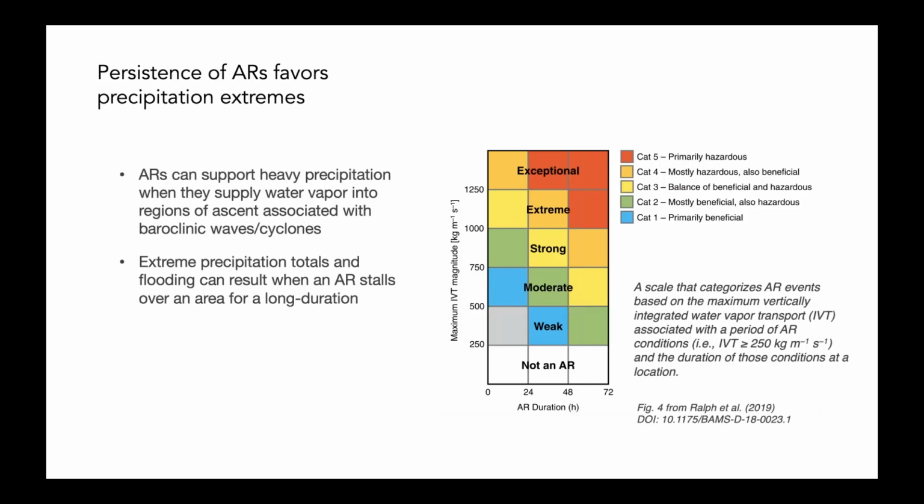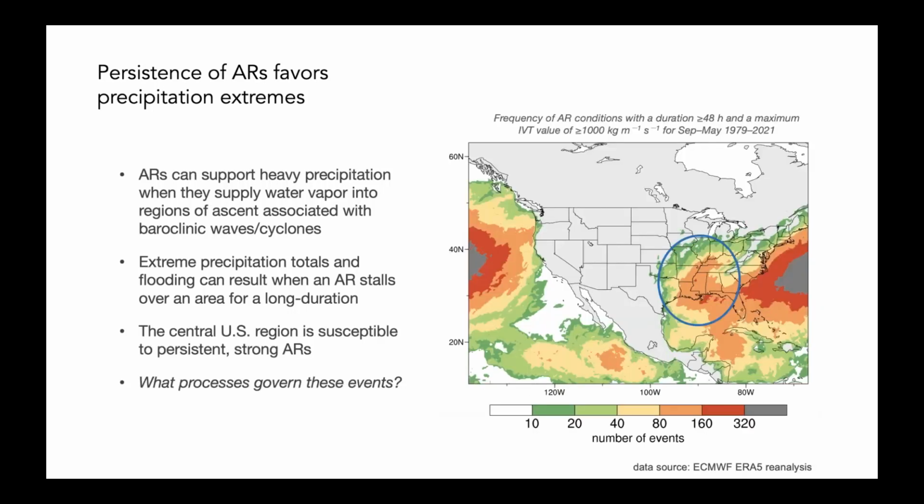That's kind of not surprising. So I've constructed a kind of a poor man's climatology of long duration, intense atmospheric rivers using the ERA5 reanalysis in this region over North America.